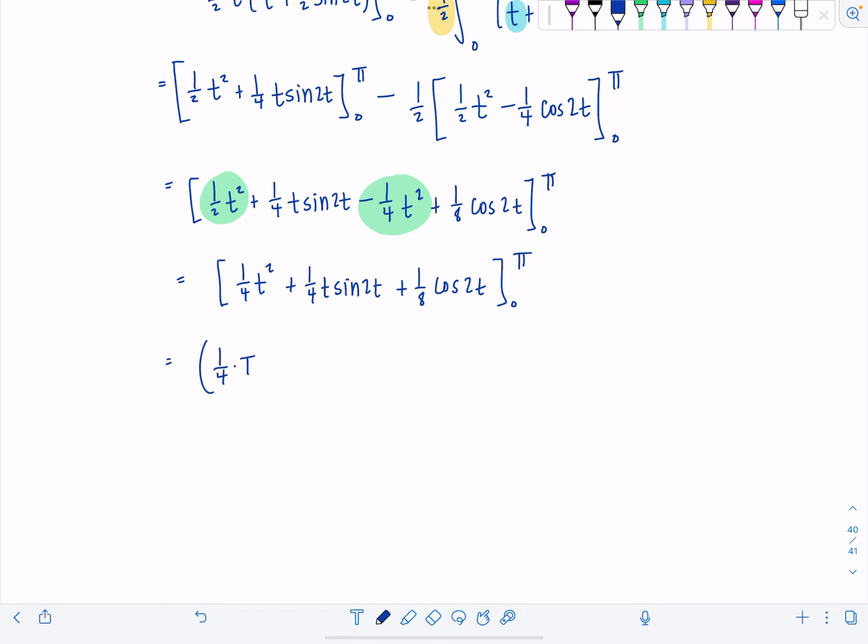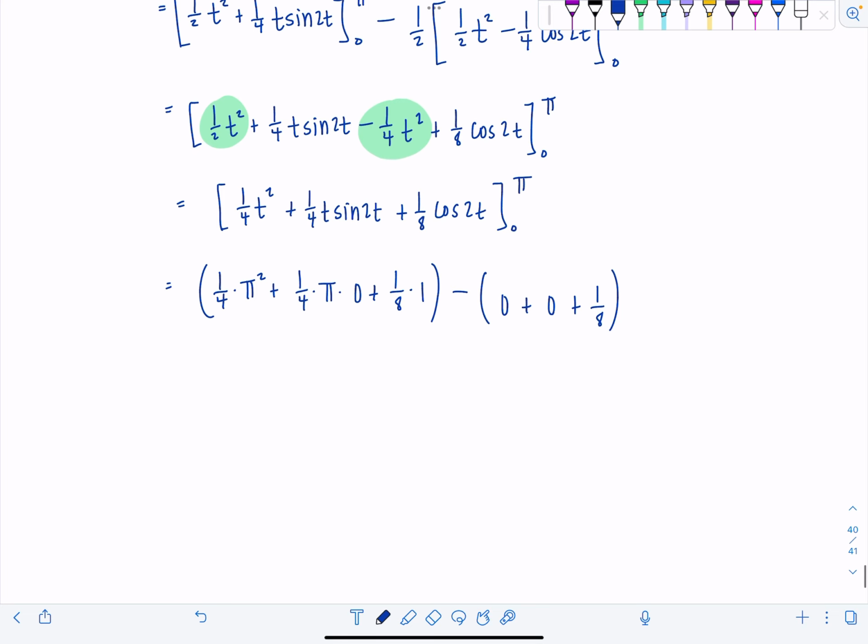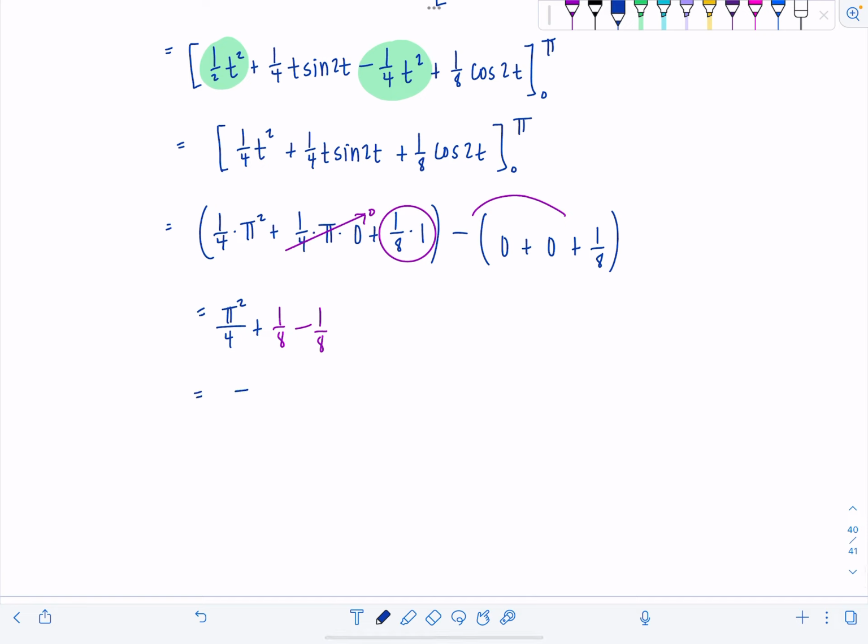So we'll have 1/4 times pi squared plus 1/4 times pi. Sine of 2 pi is 0, plus 1/8 cosine 2 pi is 1. That's the upper limit. Minus lower limit, that's going to be 0 plus 0 plus cosine of 0 is 1, so 1/8 here. So we've got pi squared over 4 plus, this is 0 here, that's gone, plus 1/8. Oh, but then I have minus 1/8, so then they're gone. Just like they came, they're gone. Okay, so all we're left with is pi squared over 4.